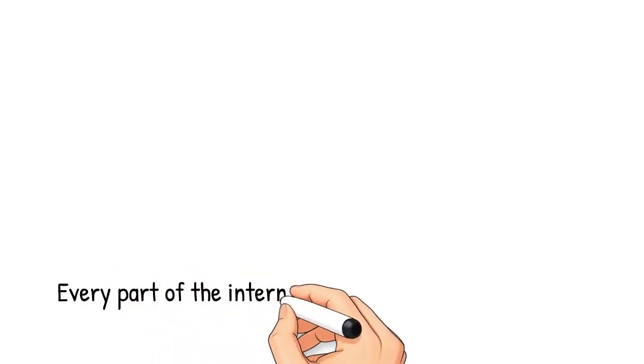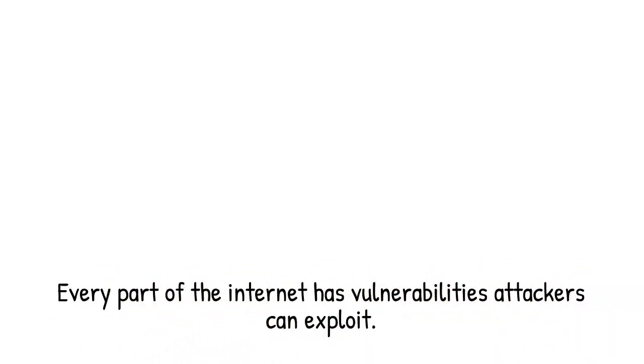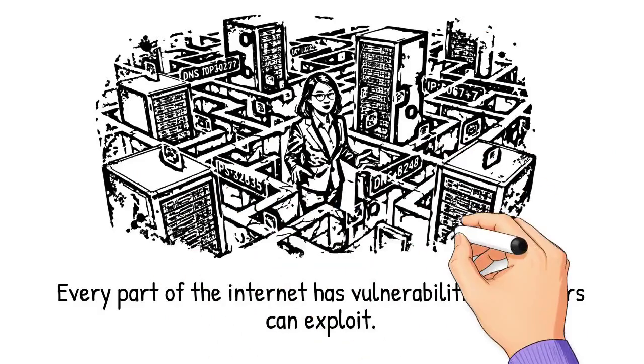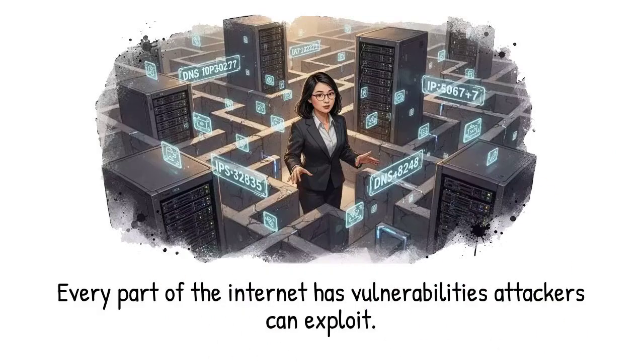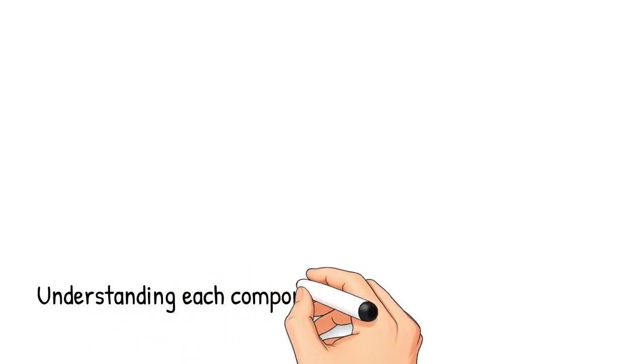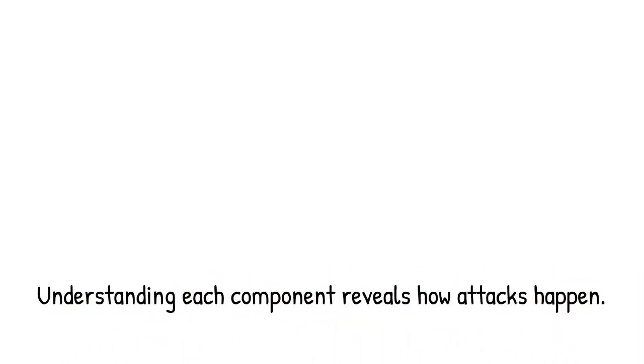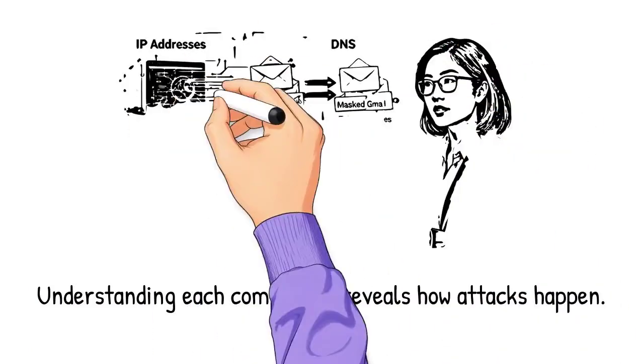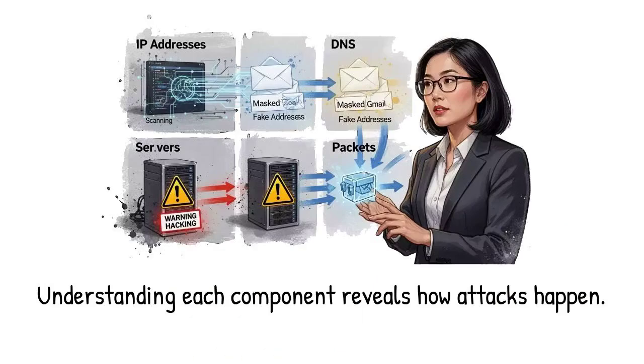This means every part of the internet, from IP addresses to DNS to servers, has vulnerabilities. And attackers exploit these vulnerabilities, not because they are magical geniuses, but because they understand the system better than the average user. For example, if you understand IP addresses, you understand how attackers scan networks. If you understand DNS, you understand how phishing and spoofing work. If you understand servers, you understand how websites get hacked. If you understand packets, you understand how data can be intercepted or manipulated.